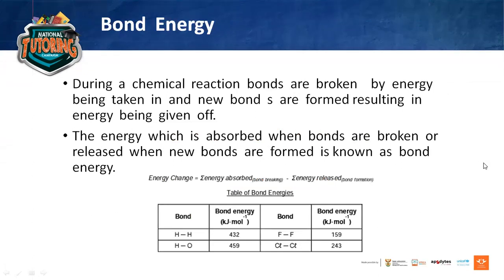So what is bond energy? During a chemical reaction, bonds are broken by energy being taken in, and new bonds are formed, resulting in energy being given off. So the energy which is absorbed when bonds are broken or released when new bonds are formed is known as bond energy.